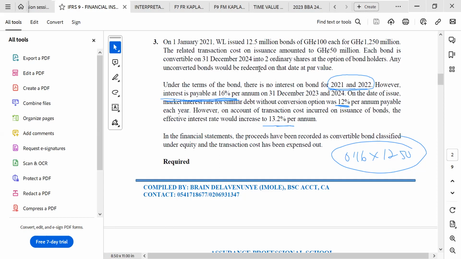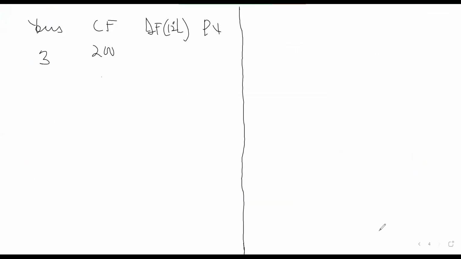All right. So if you calculate, what is the figure that we are getting? 0.16 times 200. So that will be 200. So we go and put our 200 here. What will be the discount factor for year 3? 0.712. Okay.